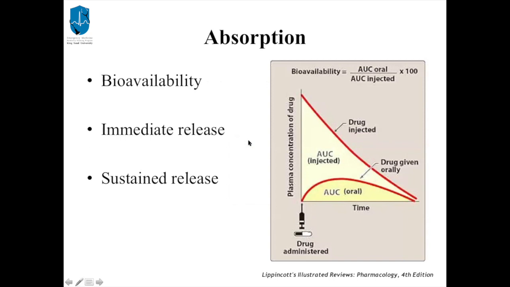So absorption, bioavailability will determine the systemic effect of the drug. The bioavailability, I wish I could ask questions. I'm not used to doing this. So the bioavailability is how much of the drug or substance reached the systemic circulation unchanged. For example, paracetamol has excellent oral bioavailability. It's about 98%. While let's say oral vancomycin has almost zero oral bioavailability.